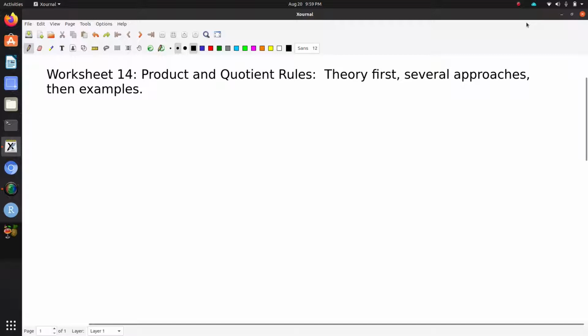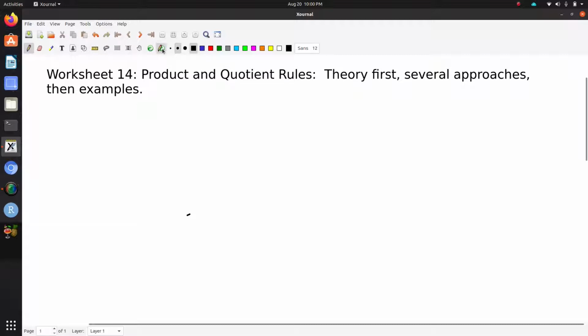And then at the end of the video are the examples. So if you're already convinced, for example, if you took calculus before and you're already convinced that this is true, you can forward ahead in the video to the examples, and that's fine. But if this is your first time hearing about product and quotient rules, please listen to at least a couple of the explanations so that you can internalize what it is that's going on here.